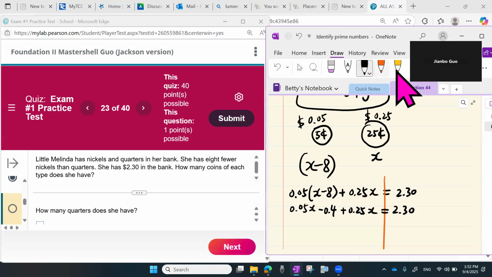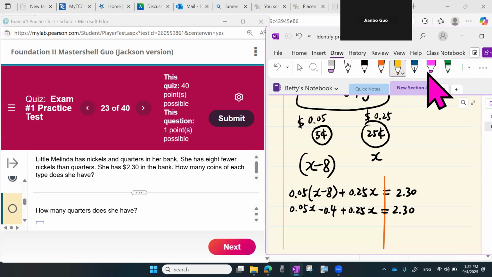We have 0.05x and 0.25x. They are like terms. We can combine them by combining their coefficients. We have 0.30x minus 0.4 equals 2.30.